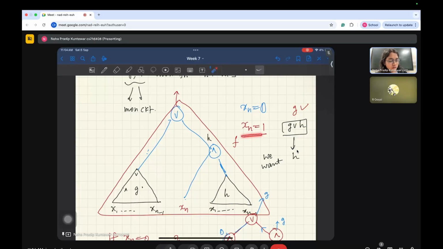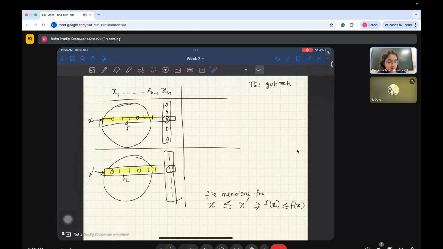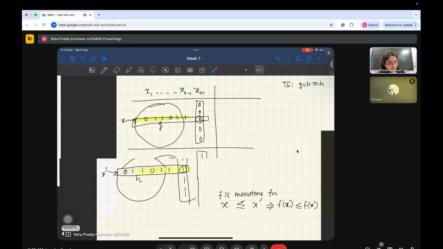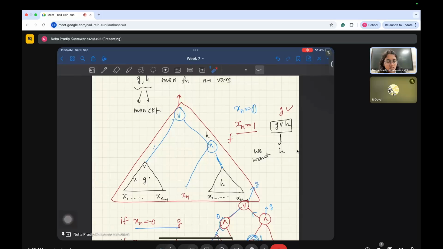Now our circuit is computing g or h, and we want to show that this is nothing but h. We are not changing the circuit now. We just want to argue that although it is computing g or h, because it is a monotone function, it is the same as h. And how do we argue this? To show that, we want to say that no matter what input we look at, whatever value is being computed here is the same as the value that is being computed here.